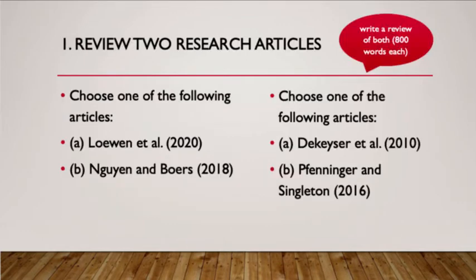I'd like you to choose one of the articles, A or B, from the left-hand column, and then one of the articles, A or B, from the right-hand column. These articles are thematically grouped. So after you read each one, you'll write a brief review of about 800 words each.